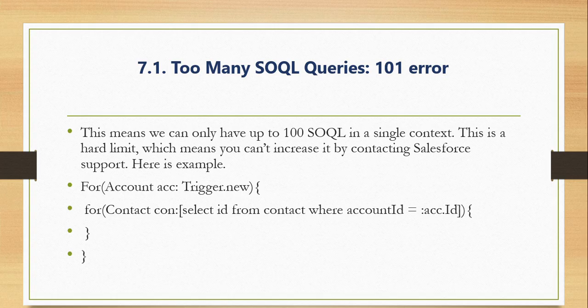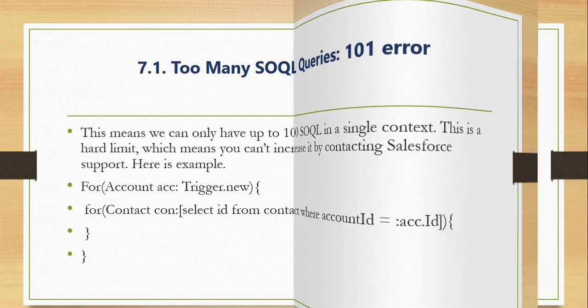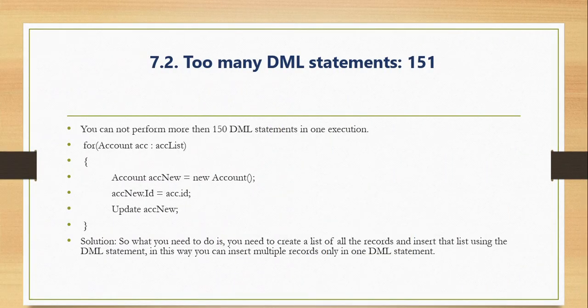For example, for (Account acc : Trigger.new) { for (Contact con : select Id from Contact where AccountId = :acc.Id) }. Too many DML statements: you cannot perform more than 150 DML statements in one execution. For example, for account acc in a list, inserting a new account and update acc. So what you need to do is create a list of all the records and insert that list using one DML statement. In this way you can insert multiple records in only one DML statement.